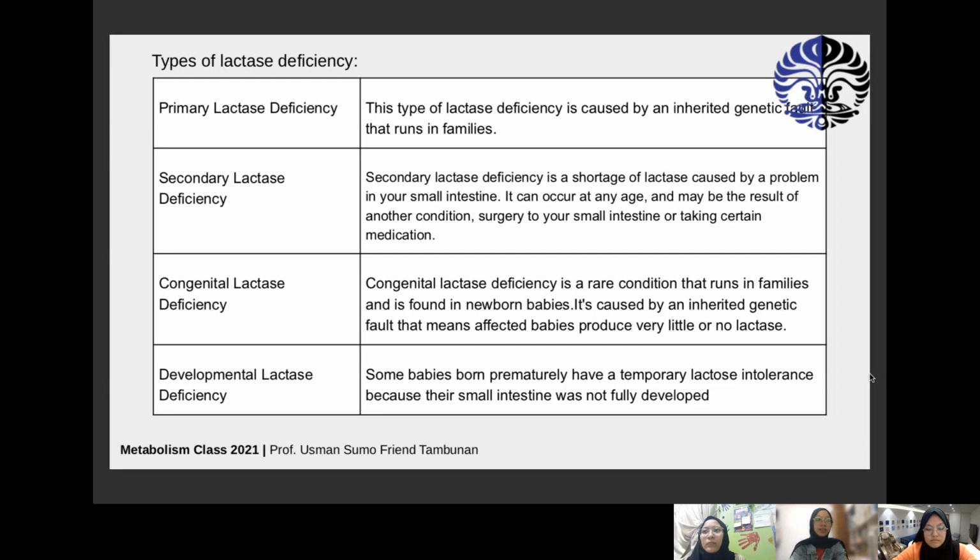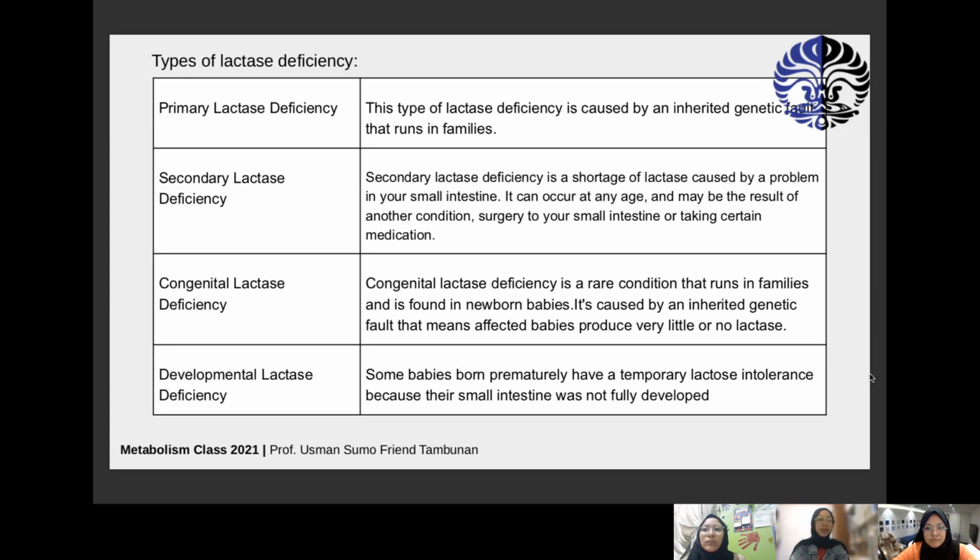Primary lactase deficiency develops when your lactase production decreases and your diet becomes less reliant on milk and dairy products. This is usually after the age of 2, when breastfeeding or bottle feeding has stopped, although the symptoms may not be noticeable until adulthood. The second type is secondary lactase deficiency.